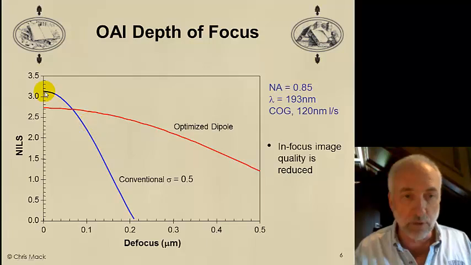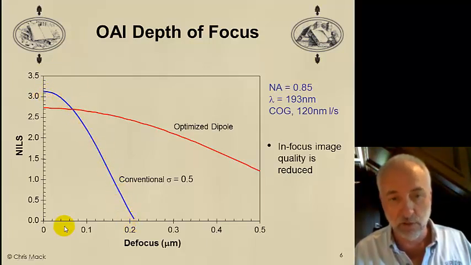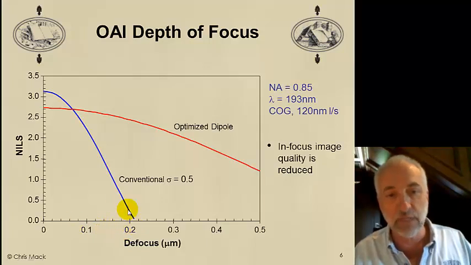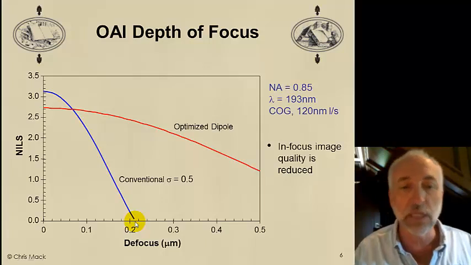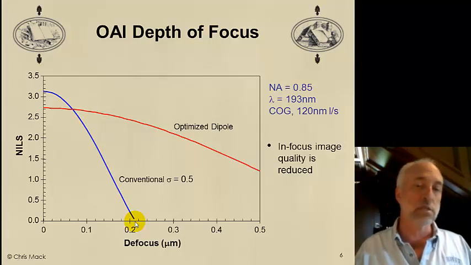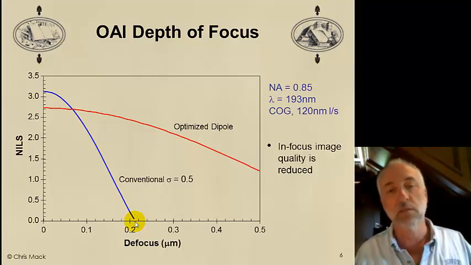And when I go out of focus for my conventional illumination, the quality of the image crashes, so that only a very small amount of defocus gives me very bad images. Eventually my image disappears completely, where if the NILS is 0, that means I have no information about what should be a line and what should be a space.